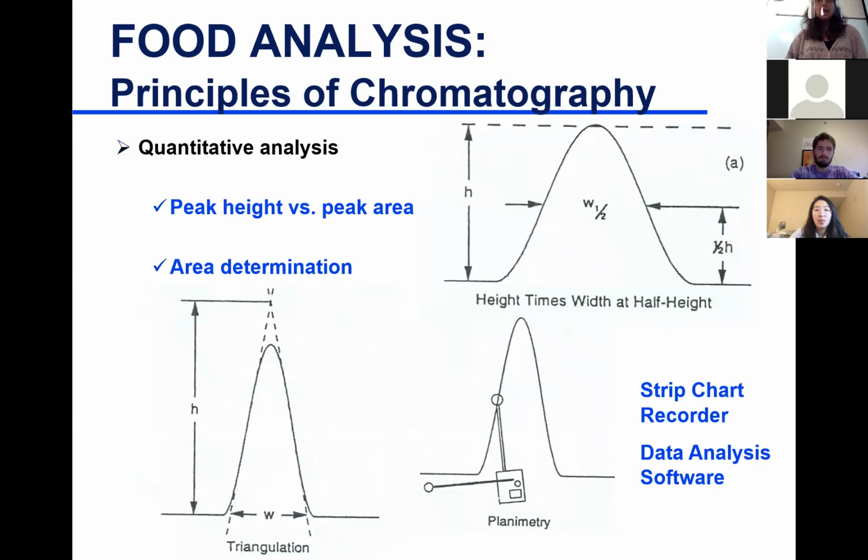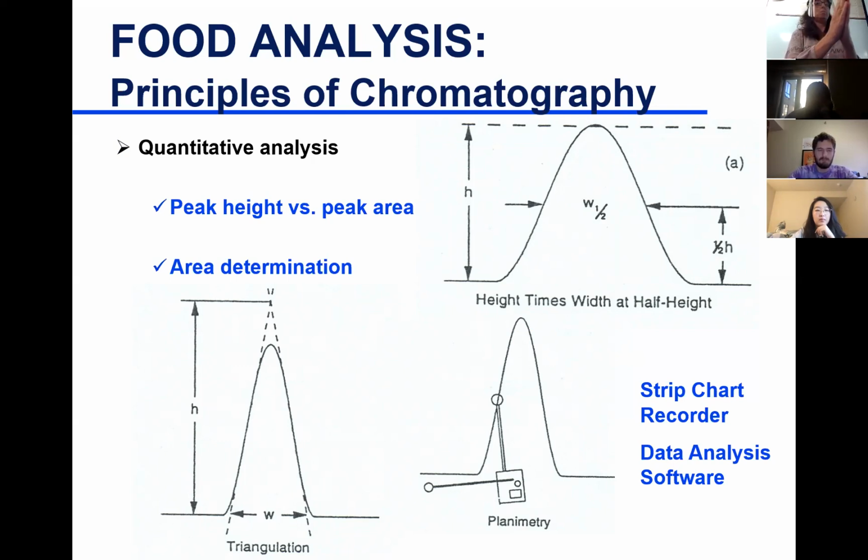The last thing I want to talk about is the quantitative analysis, which is oftentimes what we want. We want to quantitate components in foods. So we really not only want to identify and detect compounds, we really want to quantitate them. And without standards, it's really hard to quantitate. Sometimes you quantitate based on relative area.